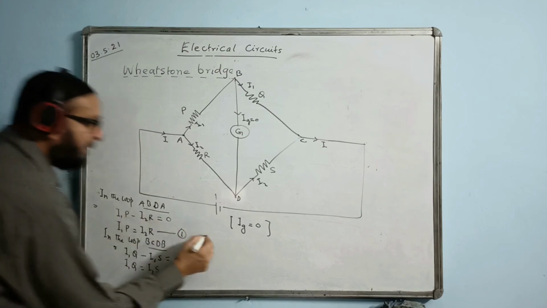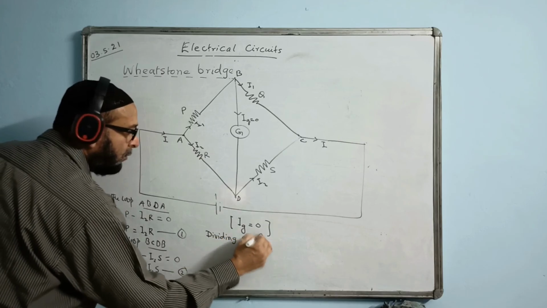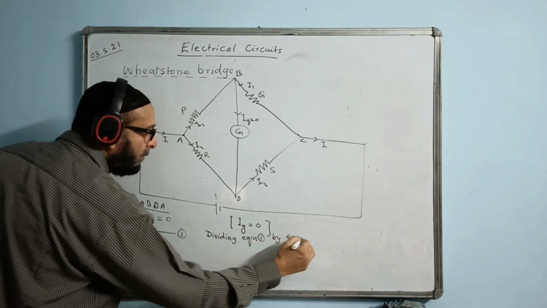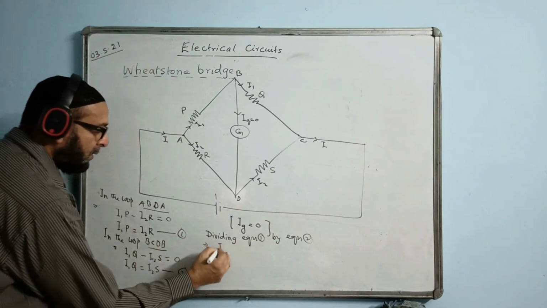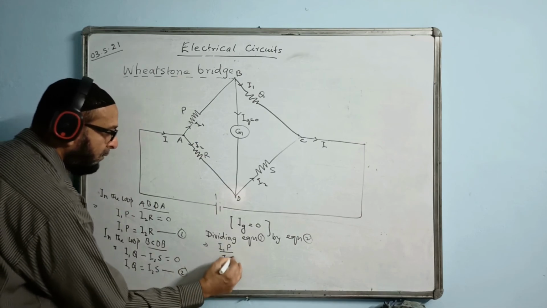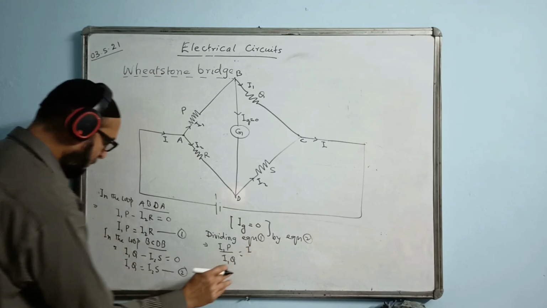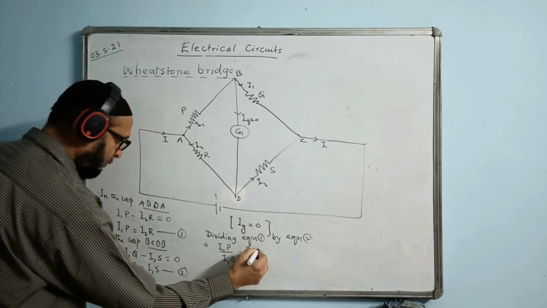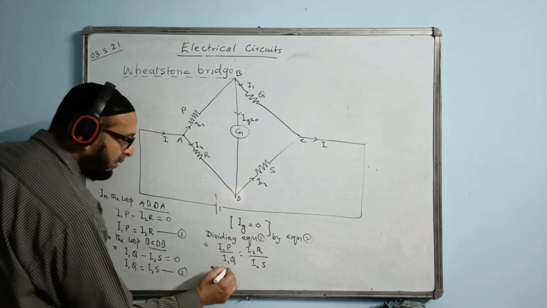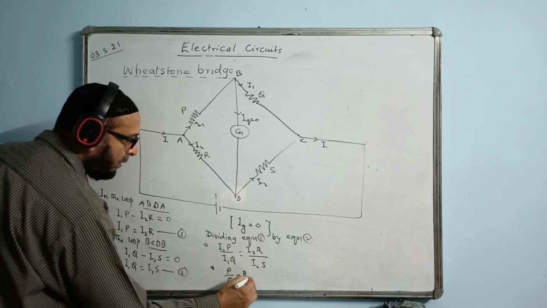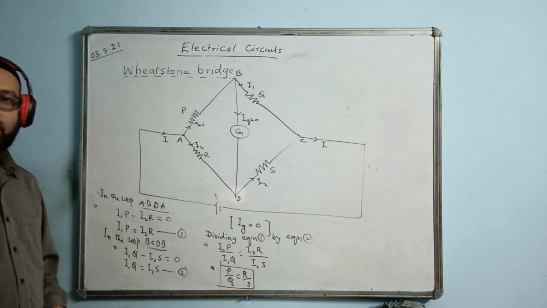I divide the two equations, equation 1 by equation 2. When you divide, you get I1P by I1Q is equal to I2R upon I2S. Cancel, and you get P by Q equal to R by S. So this is the necessary condition.